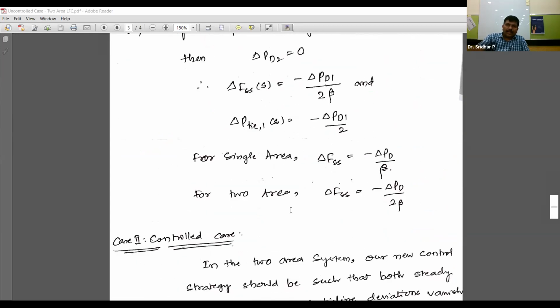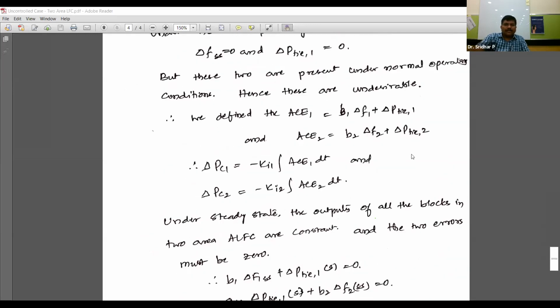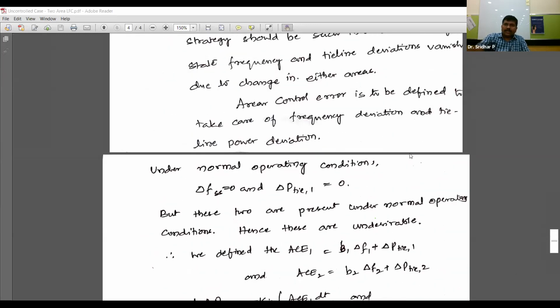For the isolated power system, if you could recollect, we got minus PD by B plus 1 by R for the single area case. But in this case, how much are you going to get? Minus delta PD by 2 beta. Now in the two areas, the 2 is in the denominator and the remaining things are the same. Already I think we have discussed much about controlled cases. Only the uncontrolled case is important here, because based on this we are going to solve a few problems, and the controlled case is the same as what we discussed in the last class.